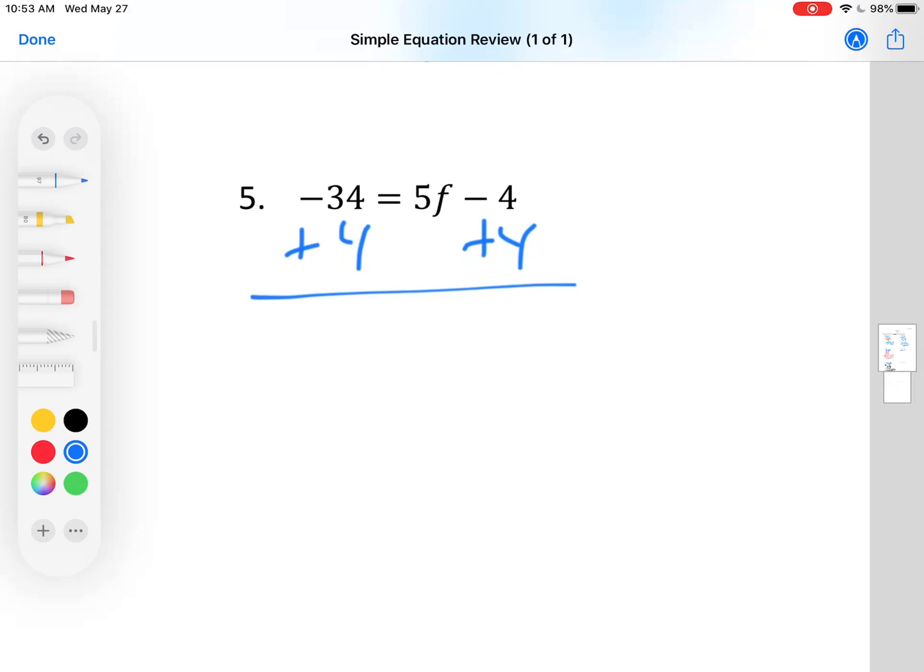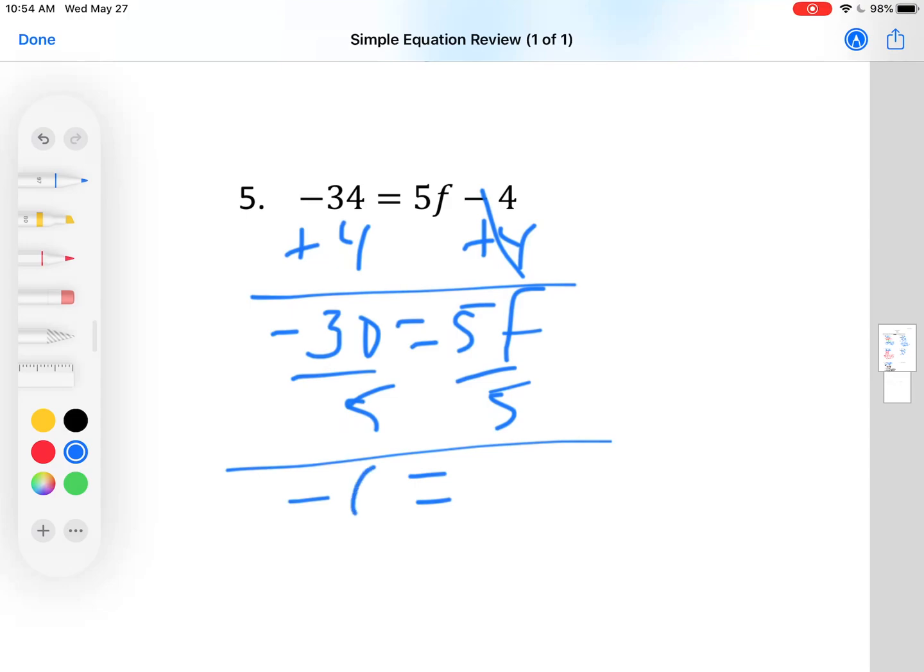Negative 34 plus 4 is negative 30. Not negative 38. You know better than that. These cancel. That's 5f. No more plus signs. Time to divide. Negative 30 divided by 5 equals negative 6 equals f.